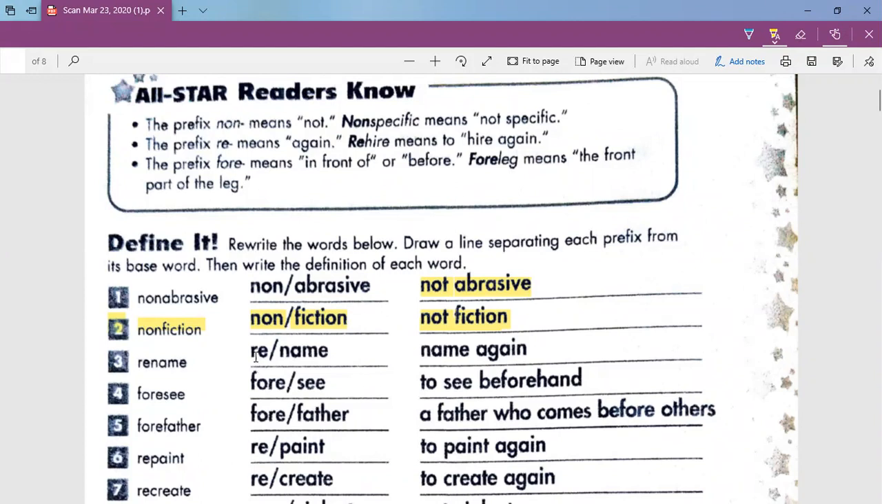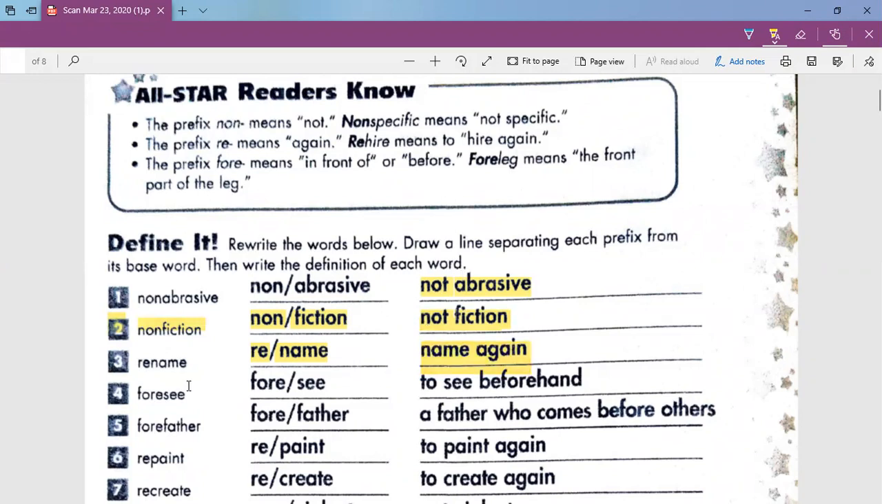rename. So re is the prefix, and the definition is name again. For example, if I rename something, it means that I will give a different name. I will name again. Let's say I have a folder in my computer and the name of the folder is online classes. If I rename it, I will give a name again. So I may rename it as online course or something like that. Okay. So name again. Look, not abrasive, not fiction, name again.